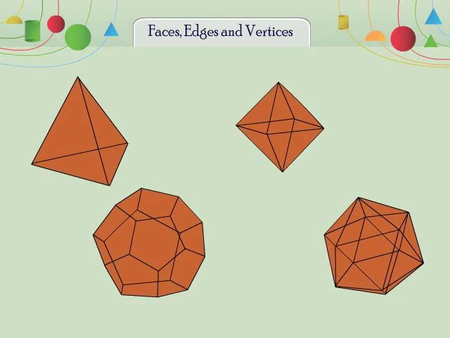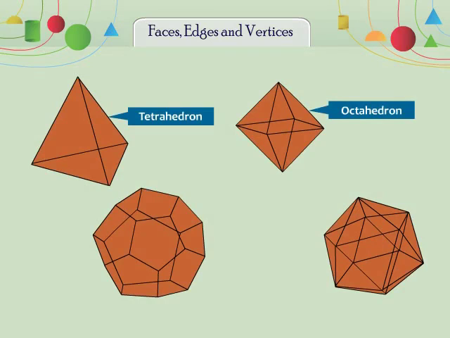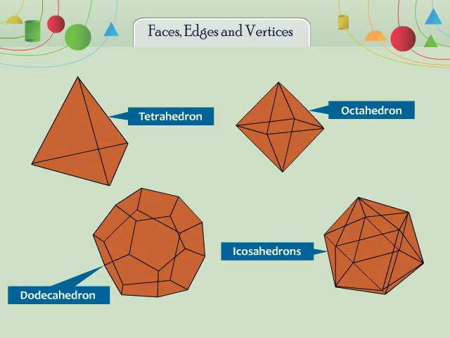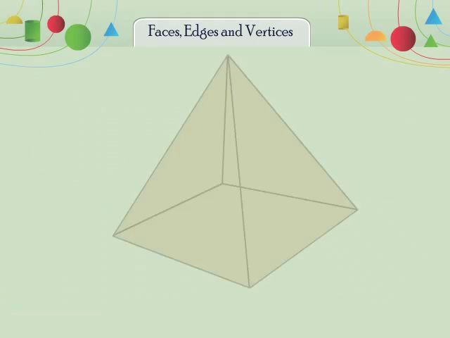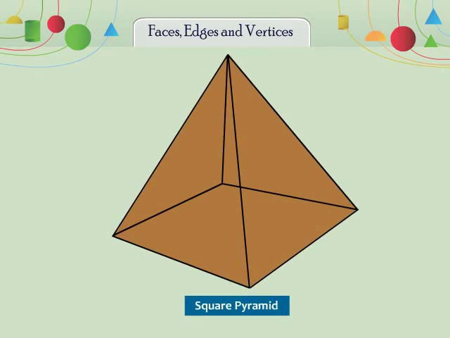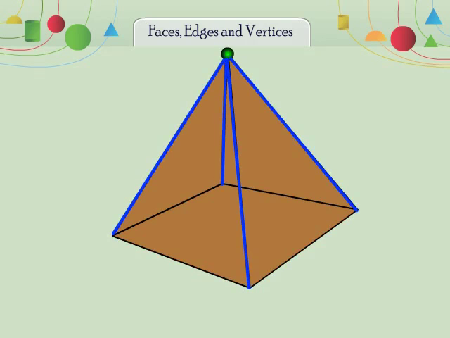More examples of convex regular polyhedrons are tetrahedron, octahedron, dodecahedron, and icosahedron. Now look at this square pyramid. This polyhedron is not regular. All the sides are congruent, but its vertices are not formed by the same number of faces. One vertex is formed by 4 edges, and the other vertices are formed by 3 edges.